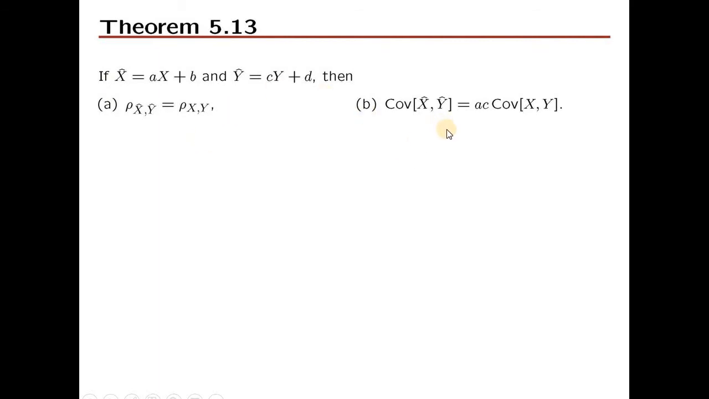But in terms of covariance, if you look at the formula, you know that it is multiplied by the product of a and c, the scalars multiplied with the random variables.